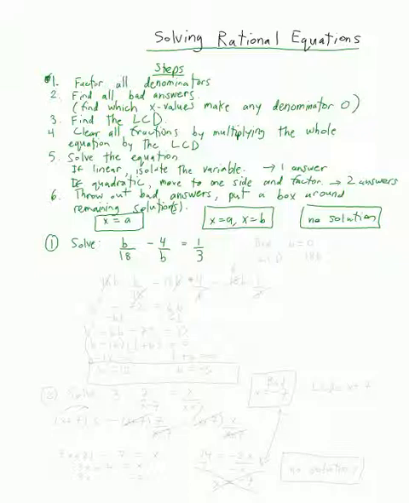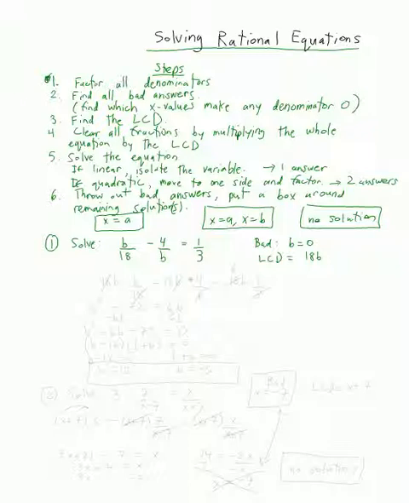Step 1 was factor all the denominators, but there's nothing that can be factored here, so we just jump to step 2. Step 2 is to find all the bad answers. Remember, we have to find where we can get a denominator of 0. So in this case, the bad answer is going to be b equals 0. This is a bad answer, because if you plug 0 in, you'll get 4 over 0, which is undefined. Now, what is the LCD? Well, we have an 18, a b, and a 3, and so 18b would be the lowest common denominator.